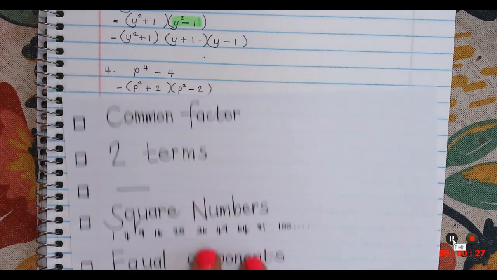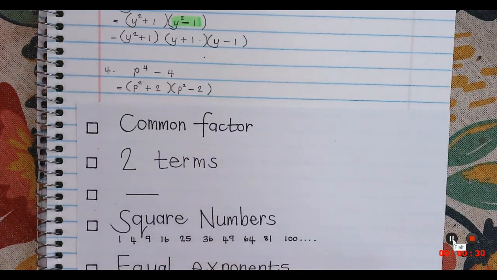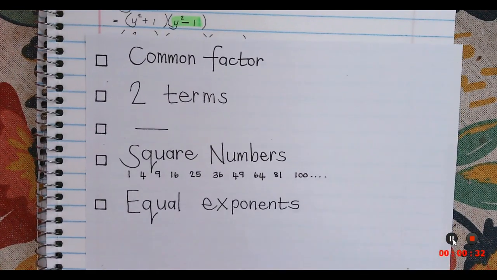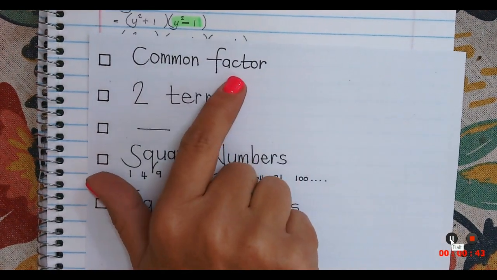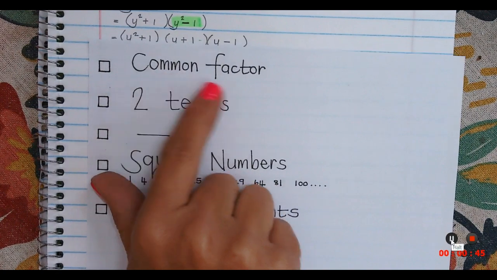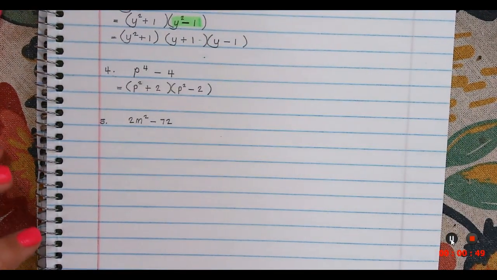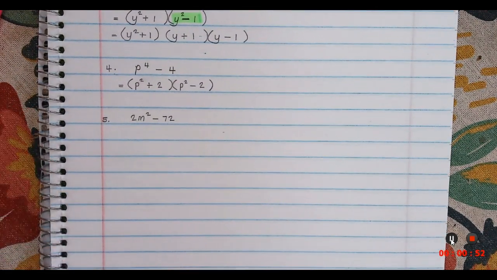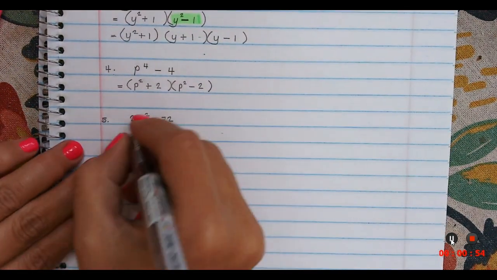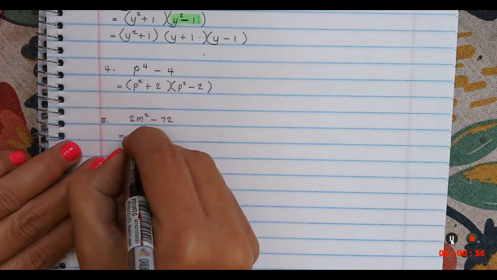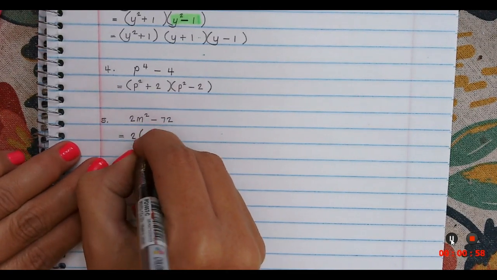For the first 4 examples that we did, we did not use the first tick box. But now, as we are going on, the first tick box is going to become part of the ticks. So whenever I'm factorizing, the first thing I'm going to do is look for a common factor. If we look at this expression that I gave you, I hope you notice that we can take 2 as a common factor.